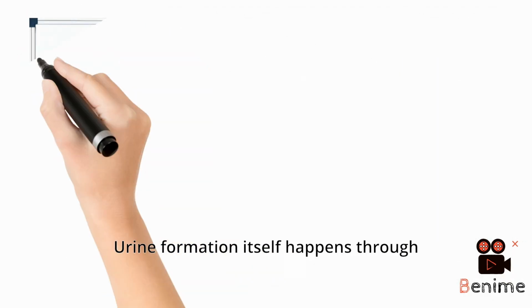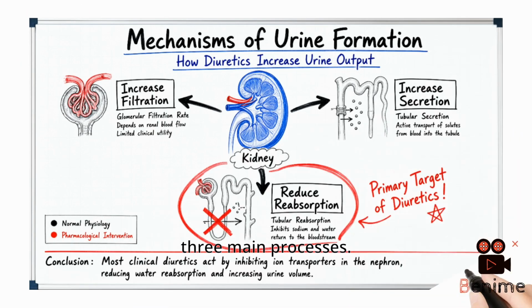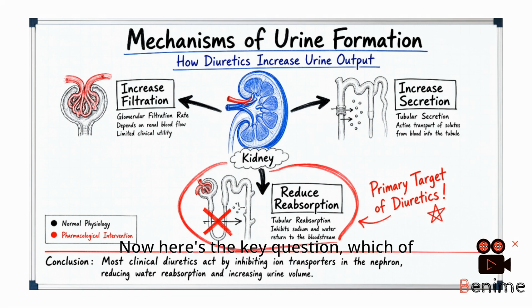Now, urine formation itself happens through three main processes. Let's understand them one by one. The first is filtration. This happens at the glomerulus. The second is secretion, and the third is reabsorption. Now, here's the key question: which of these three processes do diuretics actually target? Let's understand the mechanism of action of diuretics.